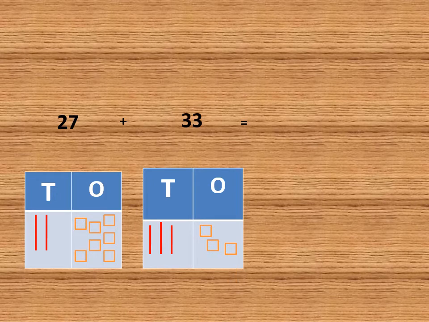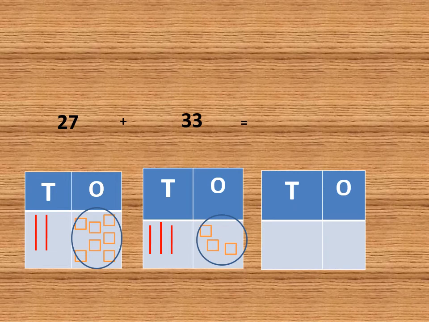Okay? Let's add ones with the ones. I have 3 and 7. 3 plus 7 equals what? Excellent, equals 10. So I can't write 10 in ones. What shall I do? 3 plus 7 equals 10. So I can't write 10 in ones.